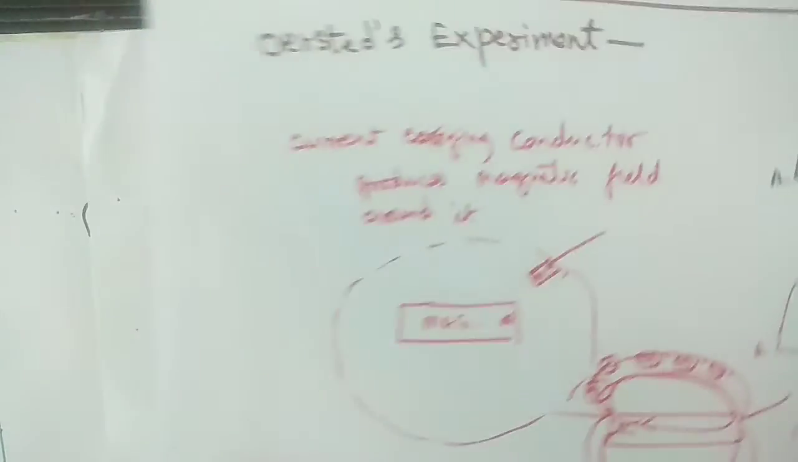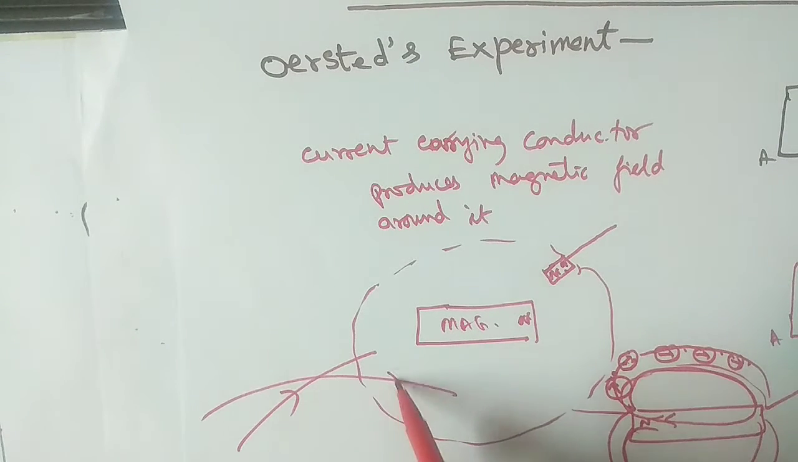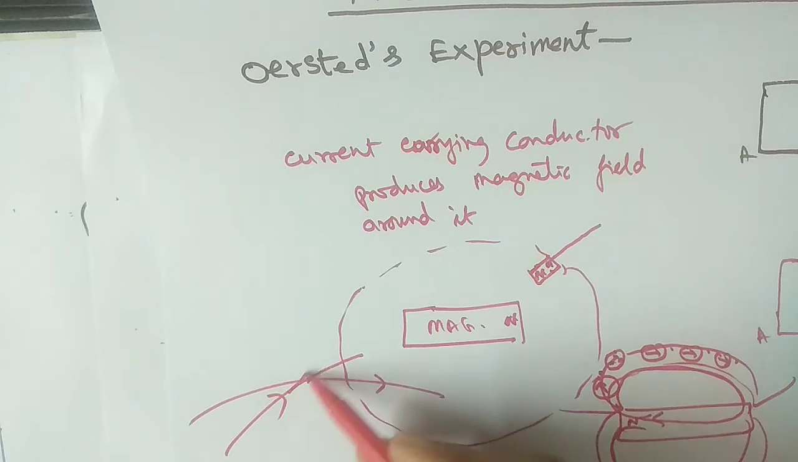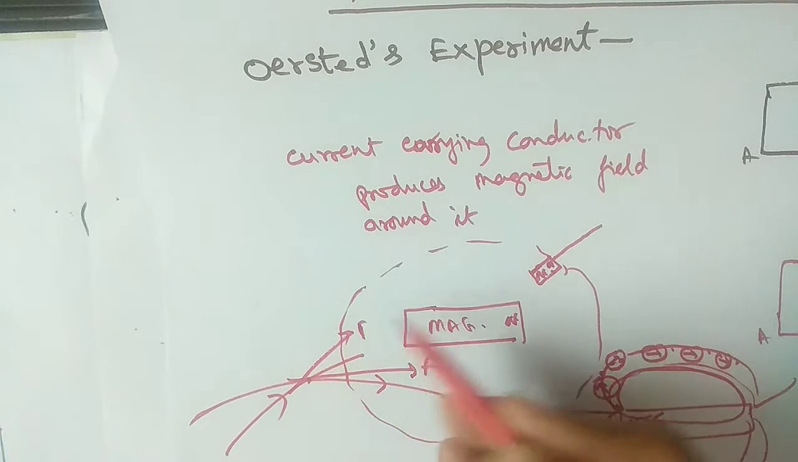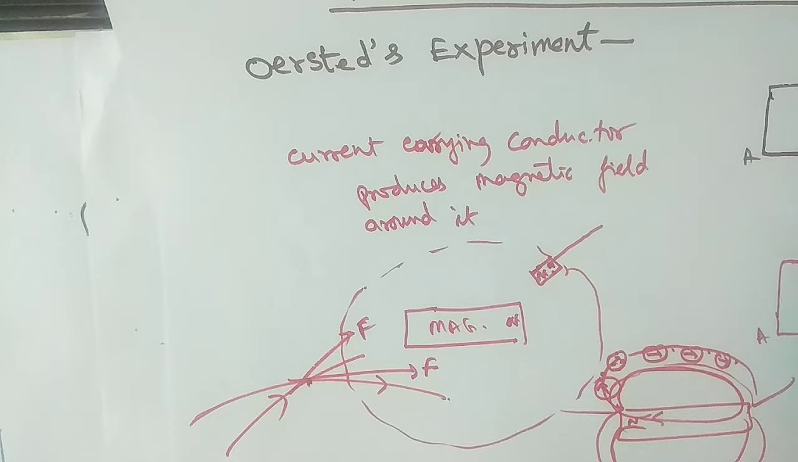Two magnetic lines never intersect each other. Suppose this is the first line and this is the second magnetic line of force. You should know why they never intersect: at the point of intersection there would be two directions of the magnetic force, one for this line and one for that line. There would be two forces at the same point, which is impossible. So two magnetic lines of force never intersect each other.